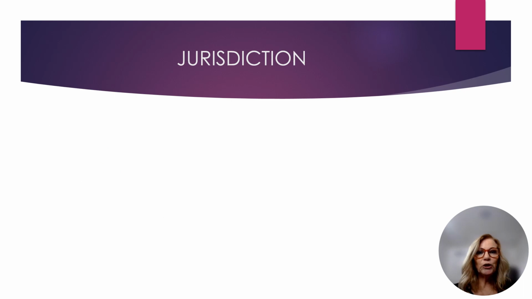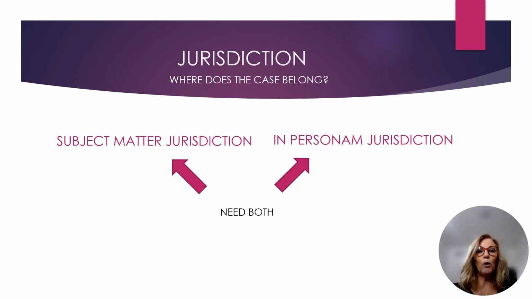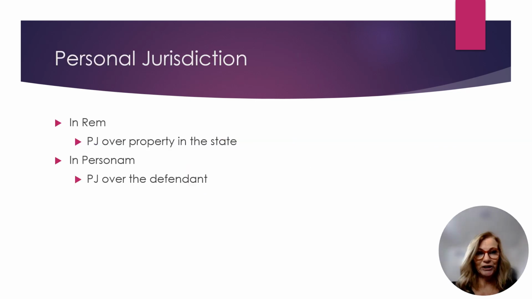What does that mean? Jurisdiction is the power of a court to hear a case, okay? Regardless if you're at the state or the federal level, the court has to have power. They have to have jurisdiction. And where does their power come from? Well, there's two kinds of jurisdiction. We have subject matter jurisdiction and we have in personam jurisdiction. And both, the court needs both. You have to have subject matter and in personam. We're going to talk about in personam, which is also known as personal jurisdiction.